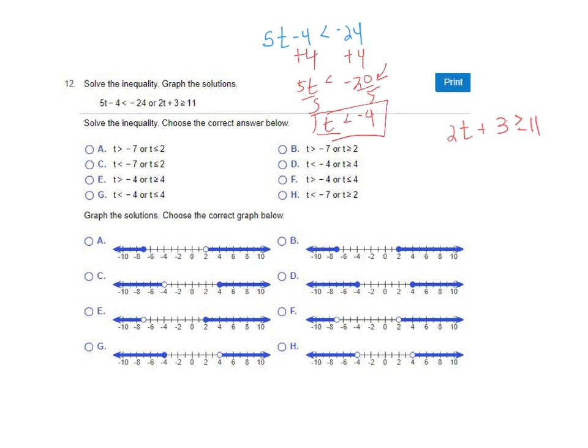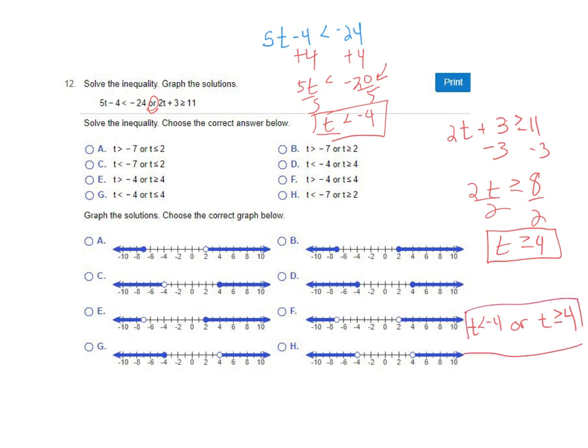But I still have this compound inequality with the word or in between it. So I need to solve the other part of the inequality. So I see a plus 3, I'm going to subtract 3. And then divide by 2. And this is the second part. So if I were writing this out for my answer, I would have it written like this: t is less than negative 4, or t is greater than or equal to positive 4. So that's my compound inequality answer.